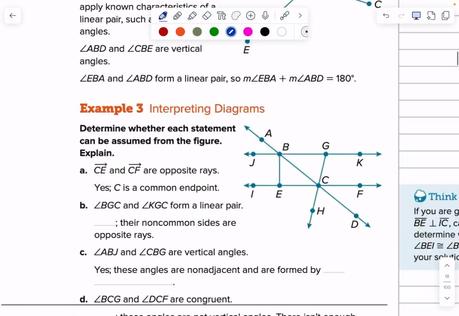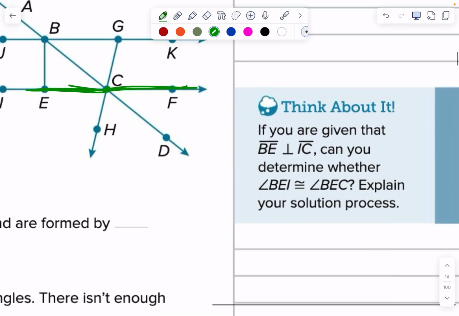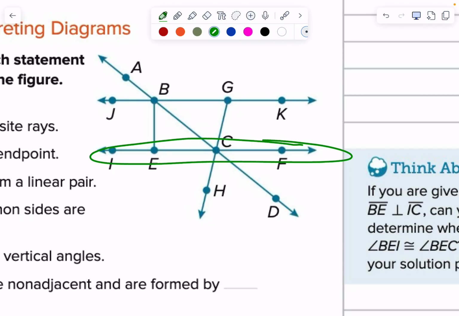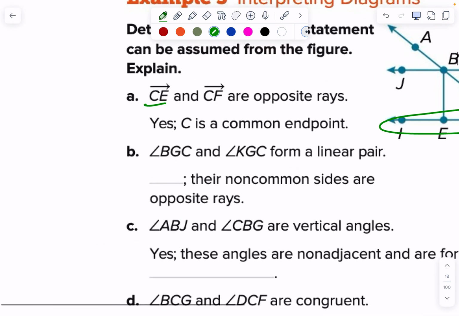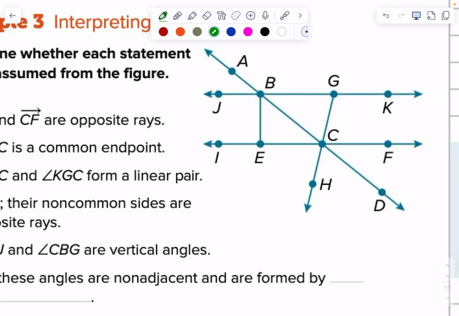Okay, let's go to a question and then we'll be done. So now looking at this diagram here in example 3, determine whether each statement can be assumed. Can we assume that CE, which is this guy, and CF are opposite rays? Can we assume that those are directly opposite from each other? Are those two going opposite directions making a straight line? Yeah, he looks like a straight line. So yes, he is a straight line. Okay? All right, next. Things that we can assume.